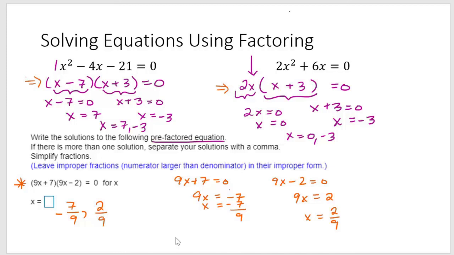Don't believe it? Substitute them back into the original equation and make sure that negative 7 over 9 and 2 over 9 both give a left-hand side equal to 0. In other words, both make it so that the left-hand side equals the right-hand side, making the equation true.